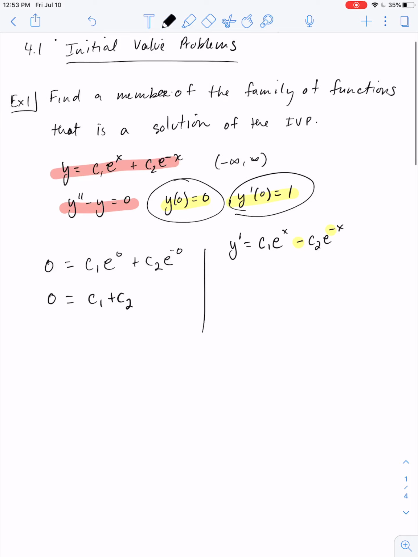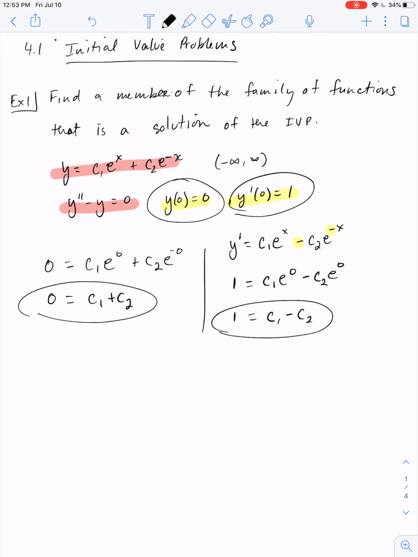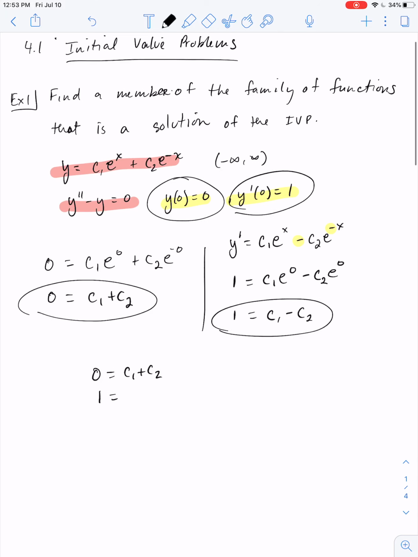In this one, if we plug in our next initial condition, I'm going to have 1 equals C1 e to the 0 minus C2 e to the 0, and that gives me another equation of C1 minus C2. So these are two of the equations that we have, and we're going to solve for C1 and C2. So this is just going back to algebra.